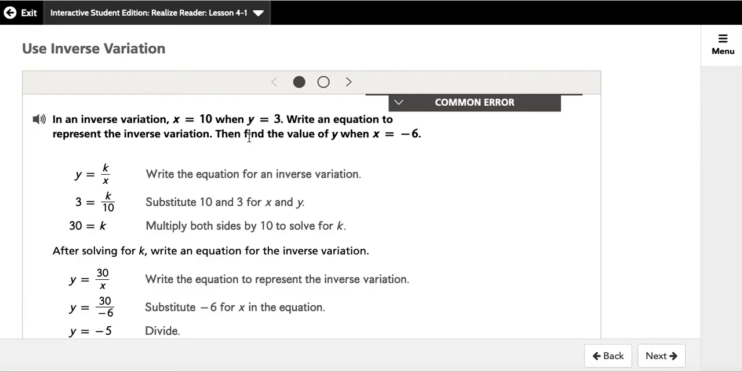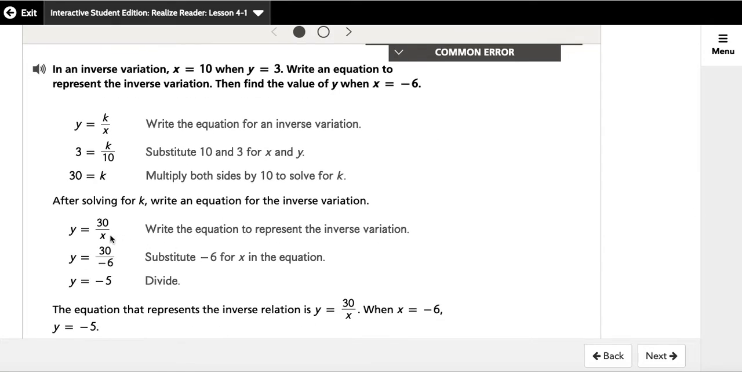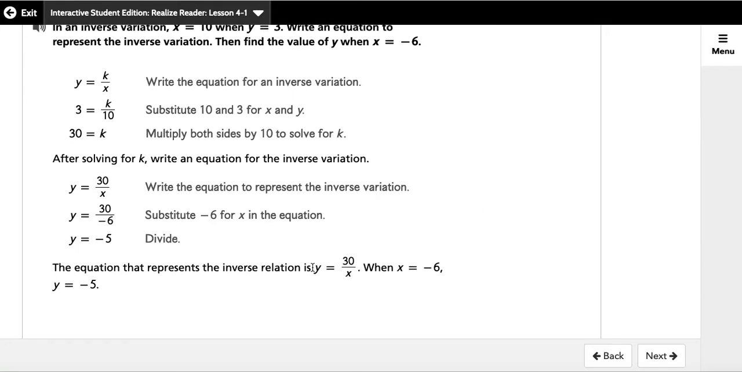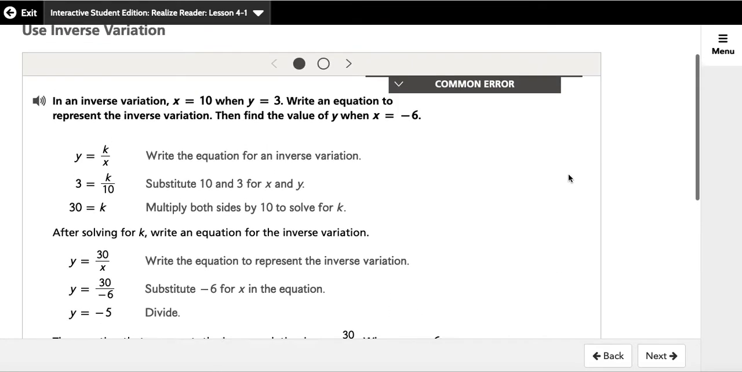They also wanted us to find the value of y when x was negative 6. So I would use y equals 30 over x, since they gave us x. Plug in negative 6 for x, and now I have y equals 30 over negative 6, which means y equals negative 5. So to answer the question, they wanted us to come up with the equation. So here's the equation. And when x equals negative 6, y was negative 5. Hopefully that makes some sense.